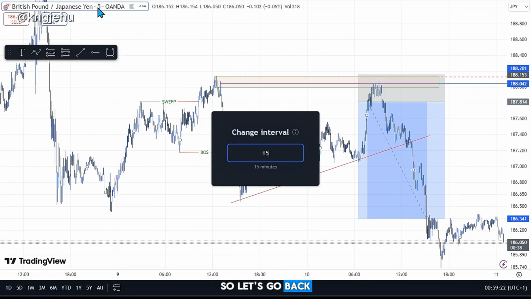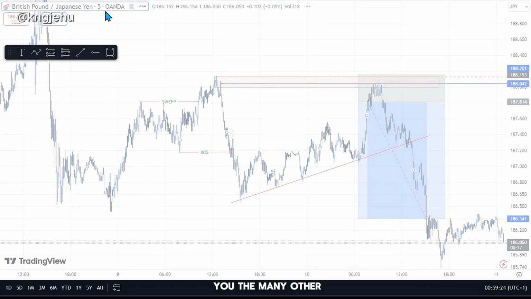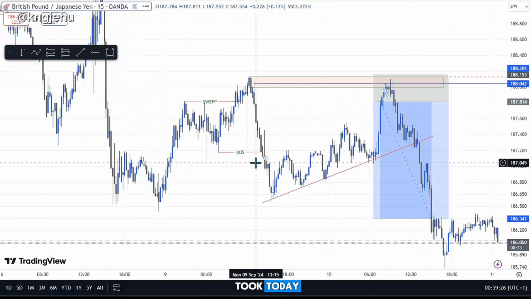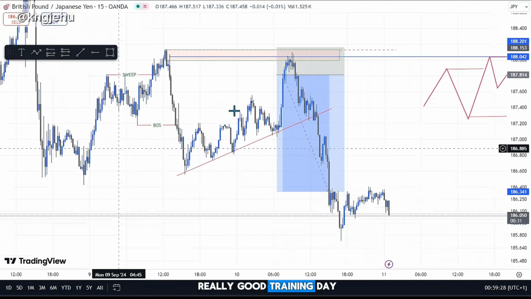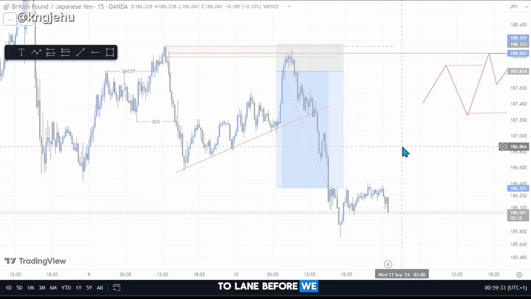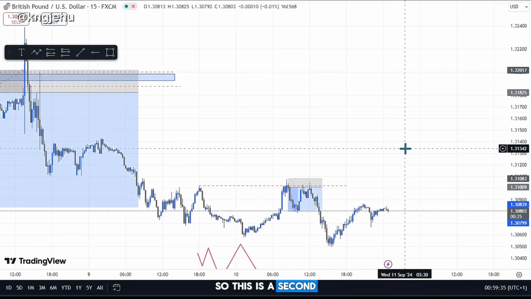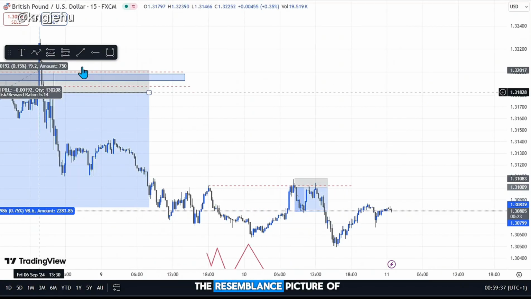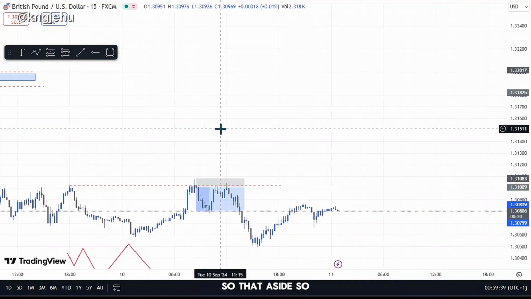So let's go back to at least the 15-minute time frame, so let me show you the remaining 2 trades that I took today. Today was a really good trading day. I made about $53 on my prop account. I'm trying to pass the challenge before we get to phase 2. So this is the second. As you can see, this was that manipulation of last week. So that aside, this is the second trade.